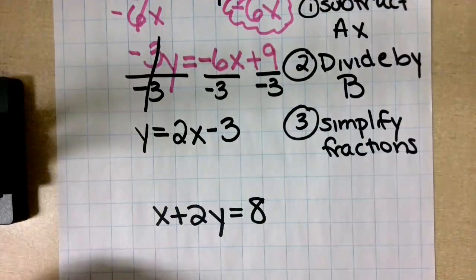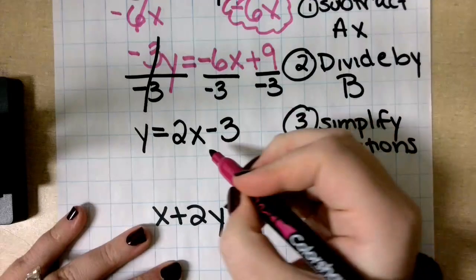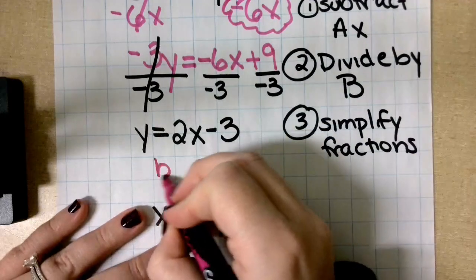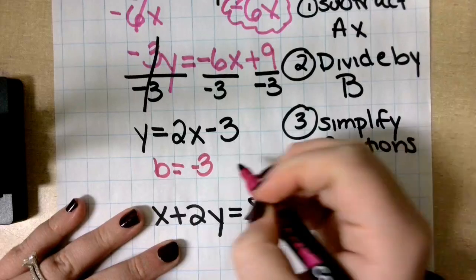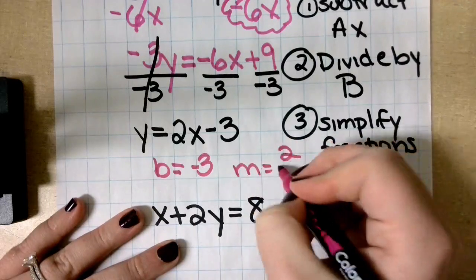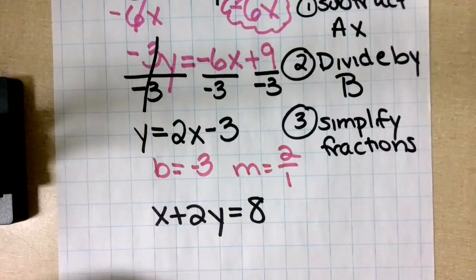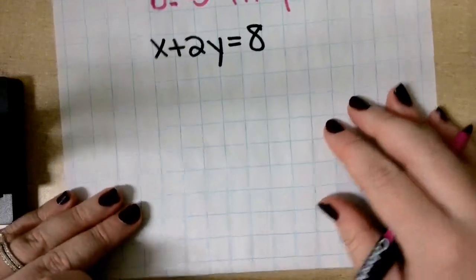Now this is a lot easier to graph. You have a y-intercept of negative 3 and you have a slope of 2 over 1. And you just plot from there. Let's try one more example.